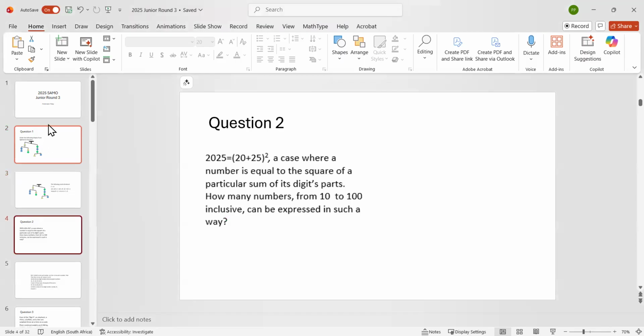We've got question 2. Question 2 says that you've got 2025, and that is the same as the square of 20 plus 25. Because this is 45 squared. So 45 squared is 20 plus 25.